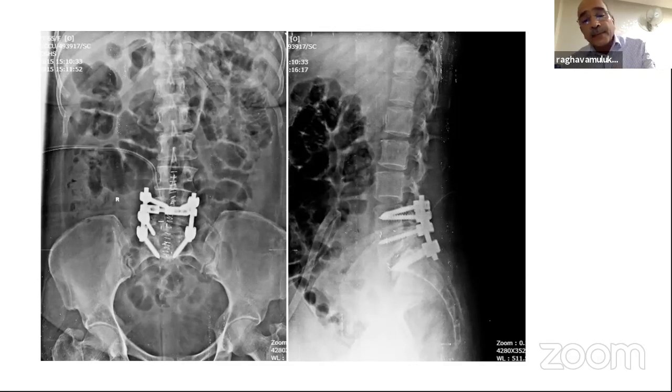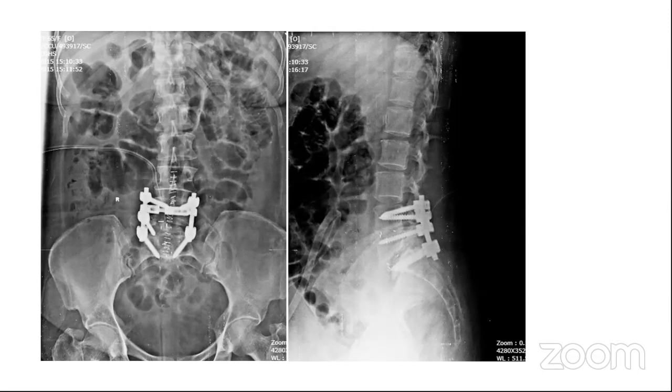So I'm very happy with this fixation. No problem. So Dr. Raghav, you said about BMP. I would like to ask Dr. Joshi, would you use a BMP in this case, especially when you see that the inferior end plate of L5 is scalloped? Do you use a BMP in such a situation, or would you avoid using BMP there?